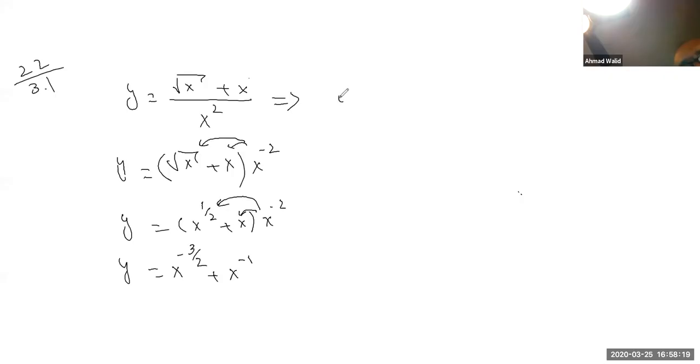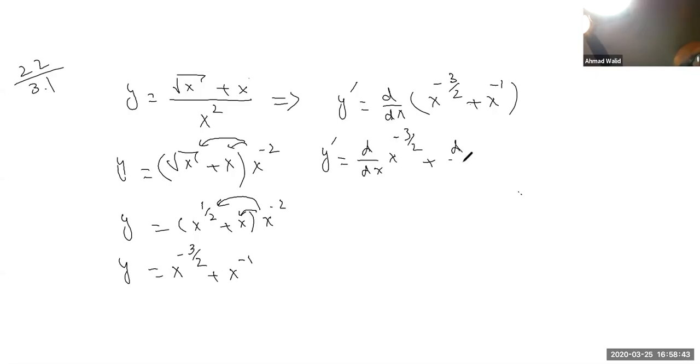Now, y prime equals d over dx of x to the power of negative 3/2 plus x to the power of negative 1. Then y prime equals d over dx of x to the power of negative 3/2 plus d over dx of x to the power of negative 1.